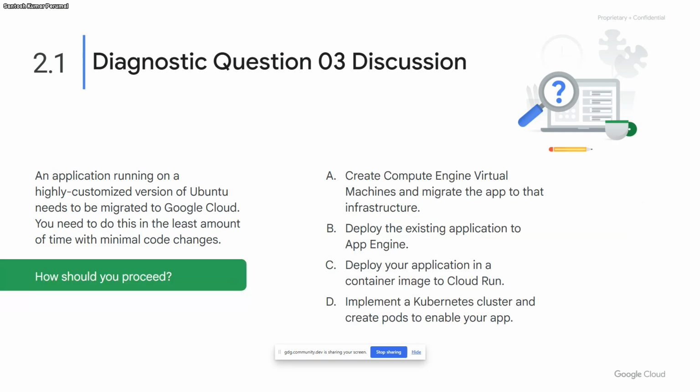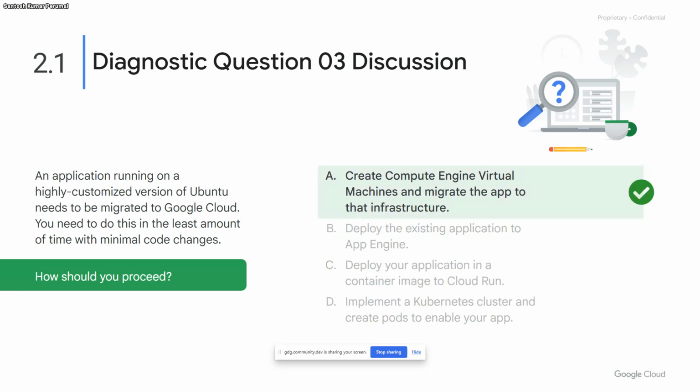So let's look at what this question says. An application running on a highly customized version of Ubuntu needs to be migrated to Google Cloud. You need to do this in the least amount of time with minimal code changes. Create Compute Engine virtual machines and migrate the app to that infrastructure. Deploy the existing application to App Engine. Deploy your application in a container image to Cloud Run. Implement a Kubernetes cluster and create pods to enable your apps.